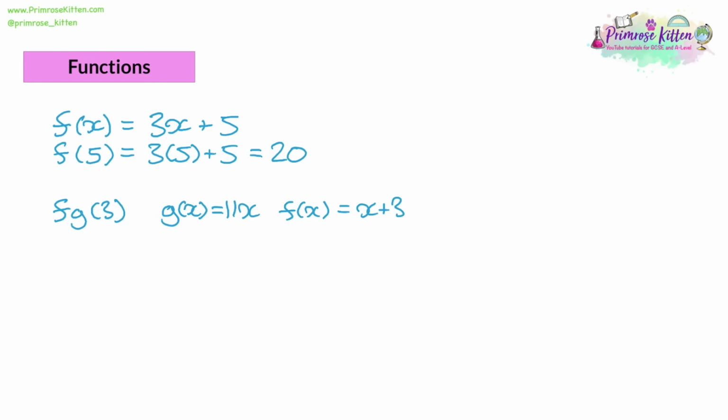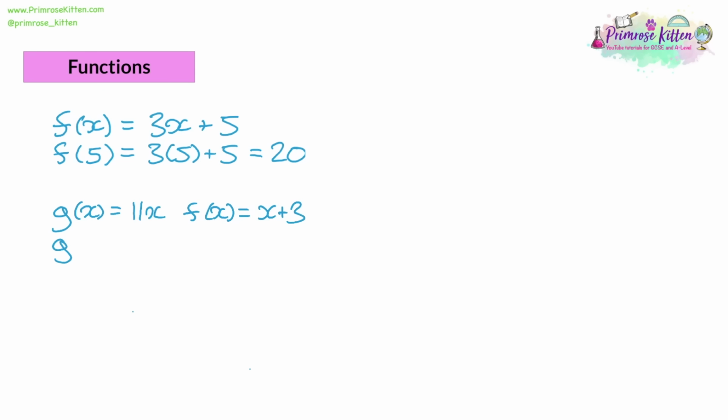Then for g of x, it's not the f function, but we can't use the same letter for everything, so it's just another function, 11x. To find gf of 3, we start with the inside. We start with the letter that's nearest the number we're substituting, which is the f. So first we work out f of 3, which is 3 plus 3, which is 6.